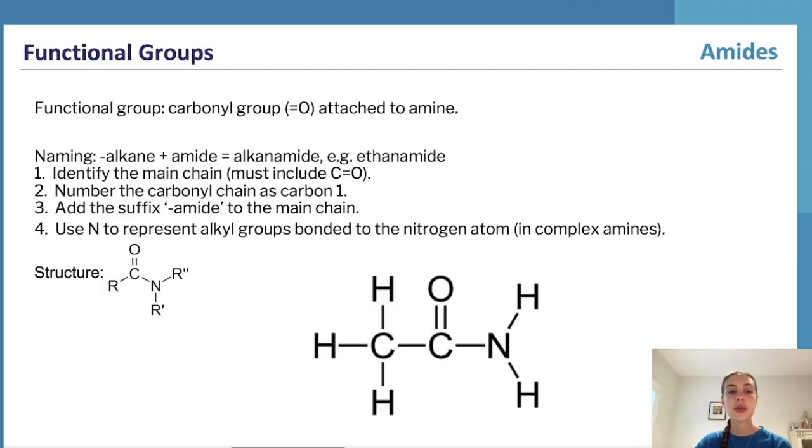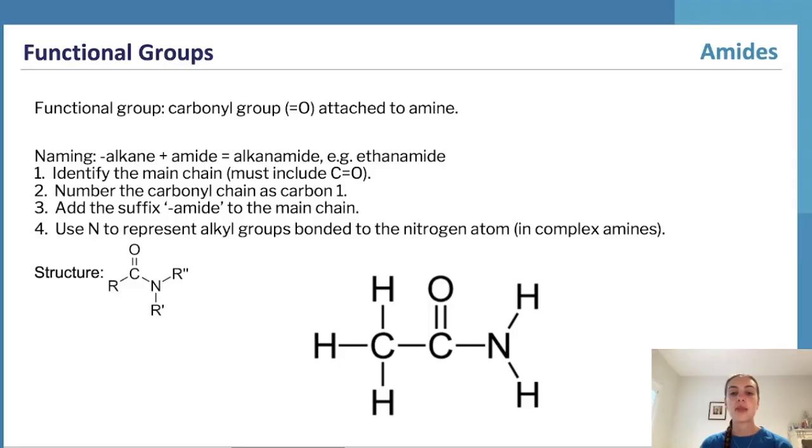Our next functional group we're going to look at is amides. So amides have a carbonyl group attached to an amine molecule. And so the way which these are named is we have the name of the alkane plus amide, and that makes it an alkanamide.